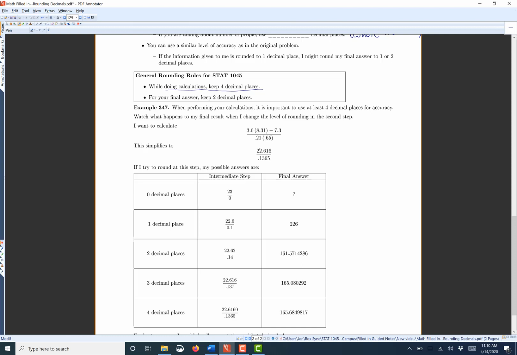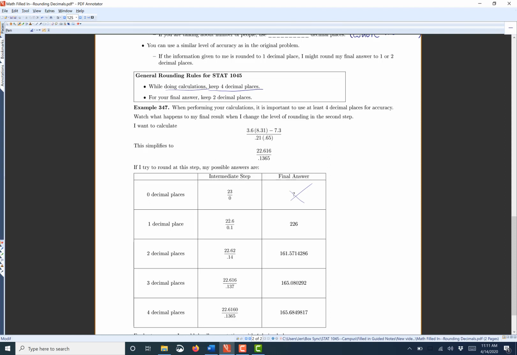So my calculator spit out 22.616, but I wrote 23, and instead of 0.1365, I wrote 0, and I try and put this in my calculator. Well, you might notice something interesting. If I type into my calculator 23 divided by 0, it gives me a math error. Or it might say undefined or something else depending on what kind of calculator you have. So that's why at 0 decimal places, 23 divided by 0, I can't even figure out that answer. That's not something we can do. In math, we can't divide by 0.